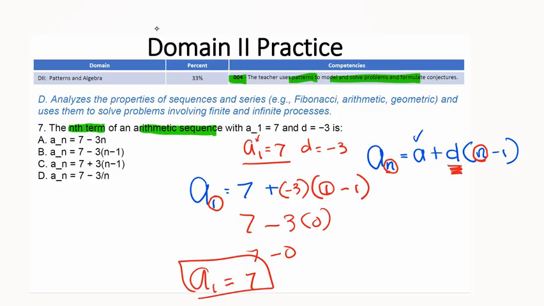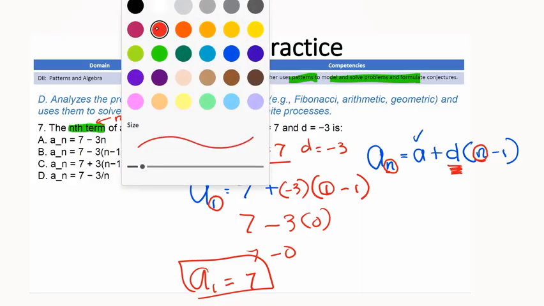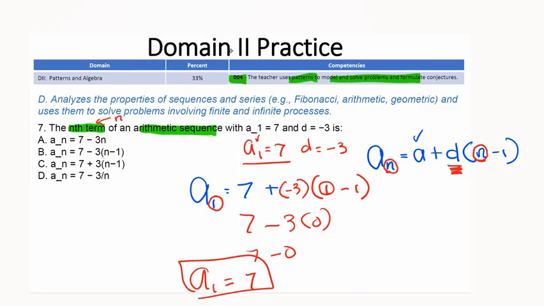Looks like they're just asking us for the nth term of the arithmetic sequence. Oh, okay. See, I got confused. They just ask us to write the formula for the nth term. They're not looking for a number. Okay, now I understand. Let me erase a part. You know what? I'll keep the solving part. So you keep that. They're just asking for the formula.